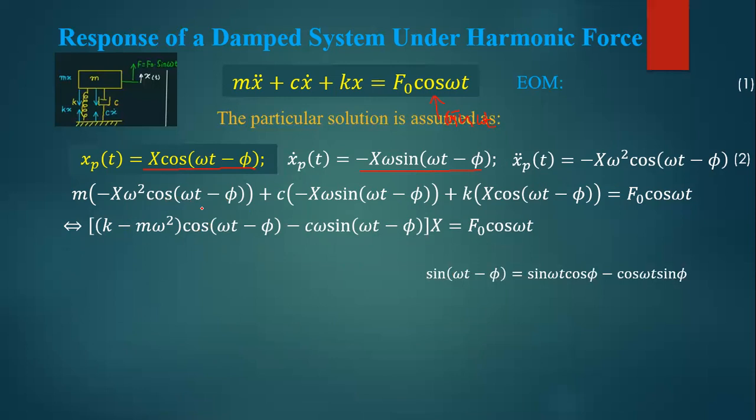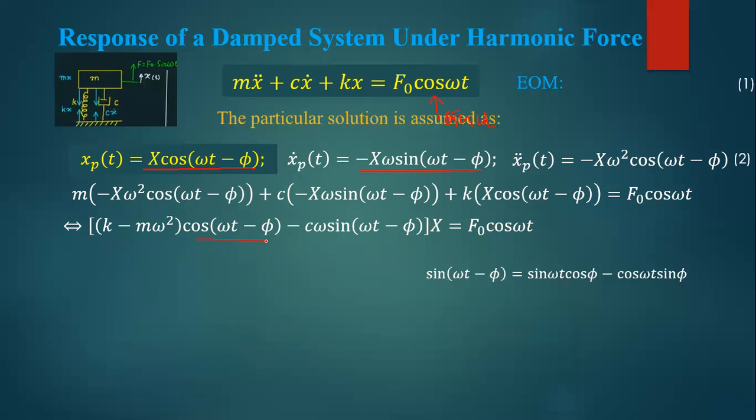Here we have cos omega t, sine omega t, cos omega t. So the cos components will be on one side: (k minus m omega squared) cos(omega t minus phi) minus c omega sine(omega t minus phi), okay? So for all times, x, the steady state amplitude, is equal to F naught cos omega t.